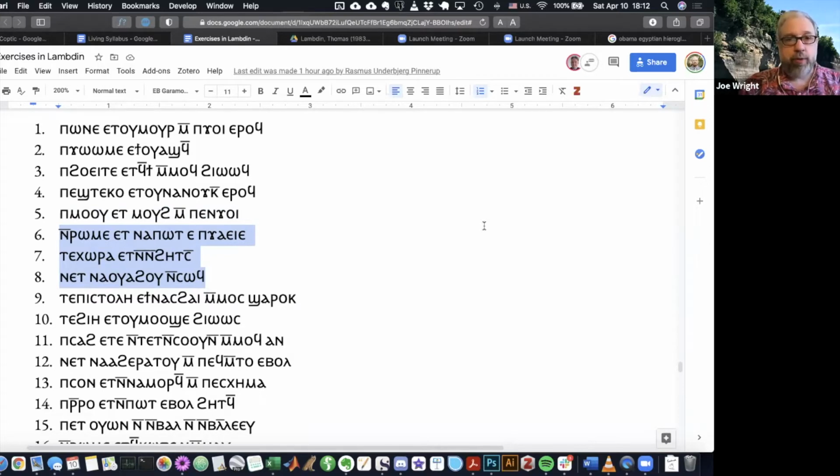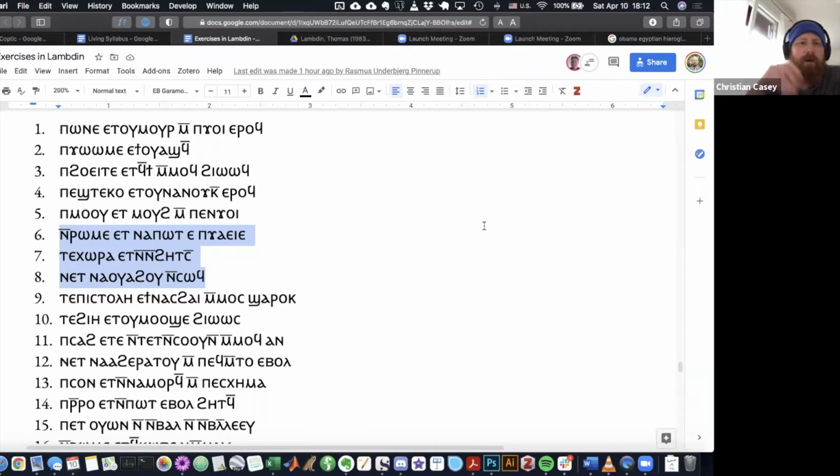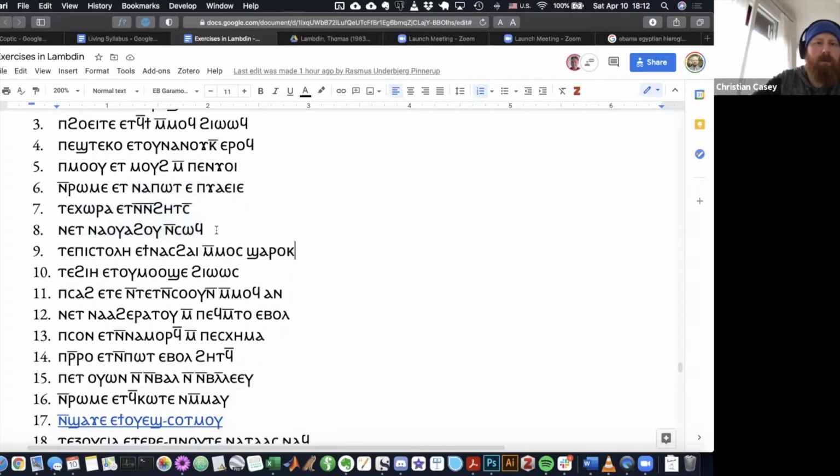Number 6, in Roma et napot epigae. That would be the men who napot will flee to the desert. Good. I like the use of flee there. More generally, it could just be run, but in this case, because of the context, probably flee is a good translation.